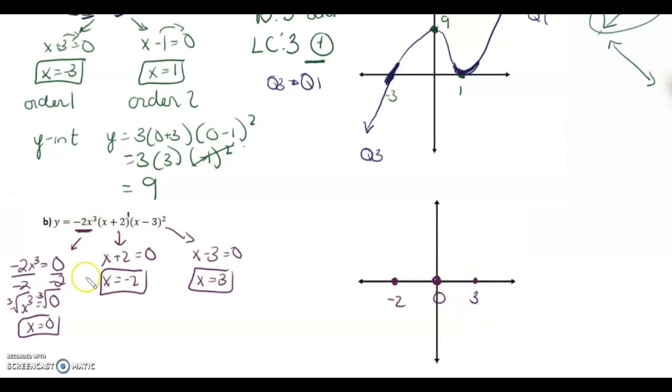Okay, so let's take a look at the degrees on these. For this x cubed, that would be degree 3. So this is order 3. This is going to make that wiggle. (x plus 2) to the exponent 1, this is order 1. So it's going to just go through. And then (x minus 3) squared, that's going to be order 2, of course. The order is just the degree.